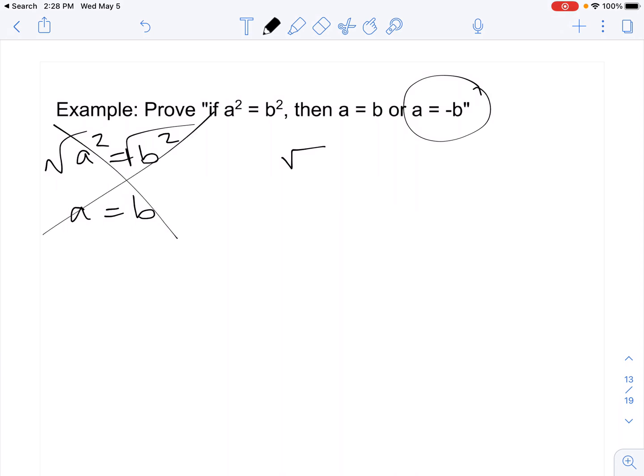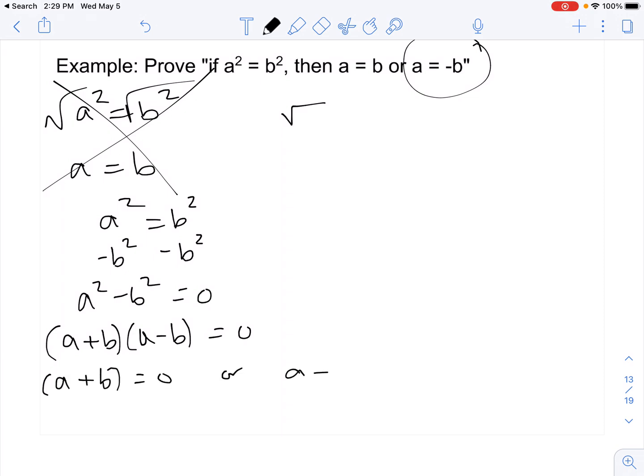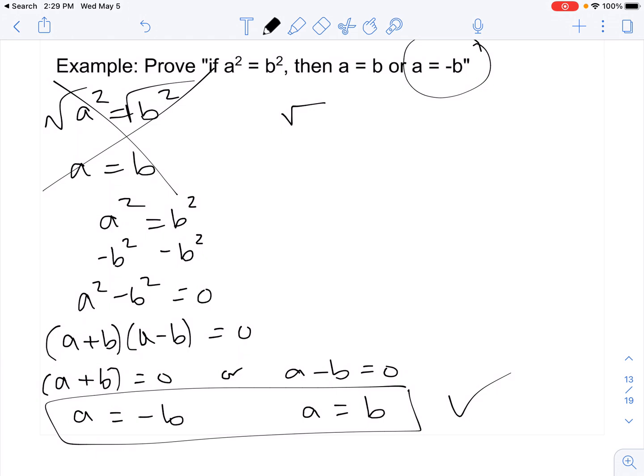So instead of doing that, I'll start with a squared equals b squared, and I'll subtract the same term from both sides of the equation. That does maintain equivalence. From here then, I can factor a squared minus b squared into a plus b and a minus b. And then if this equals 0, then either a plus b equals 0 or a minus b equals 0. And if a plus b equals 0, then a is equal to negative b. And if a minus b equals 0, then a is equal to b. So now we have shown our proof.